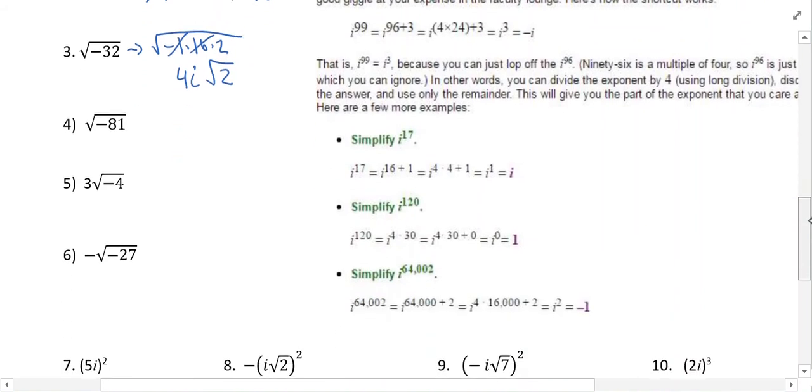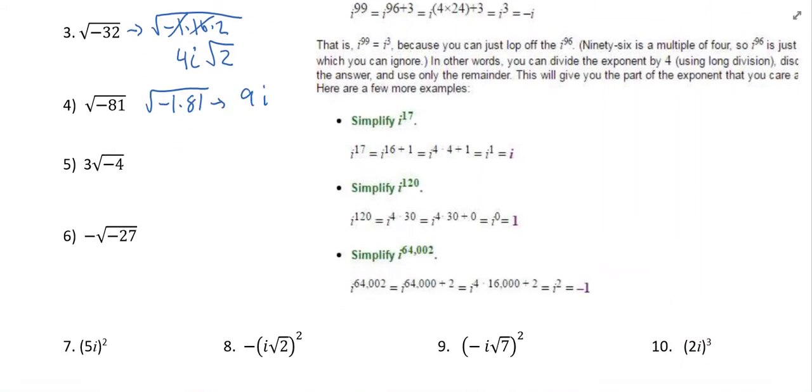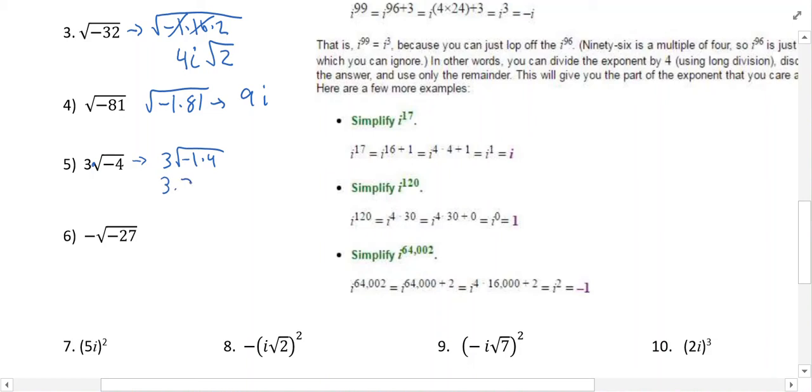Okay, I want you guys to pause the video and try number 4. Hopefully we all got 9i. All right, so this one, remember in between the 3 and the radical, there's an implied multiplication sign. So when we simplify here, you're thinking of it as 3 square root negative 1 times 4. So when we take it out of the radical, we're going to have 3 times 2i. And so then when I simplify that, I'm going to get 6i.